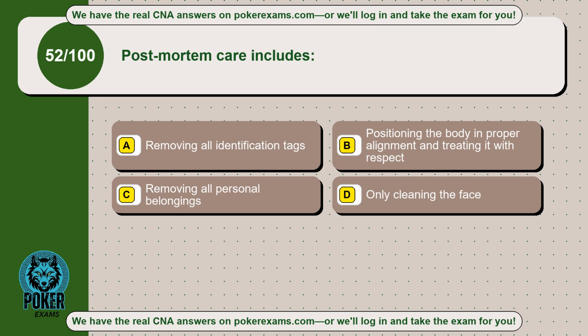Question 52. Post-mortem care includes: Option A. Removing all identification tags. Option B. Positioning the body in proper alignment and treating it with respect. Option C. Removing all personal belongings. Option D. Only cleaning the face.